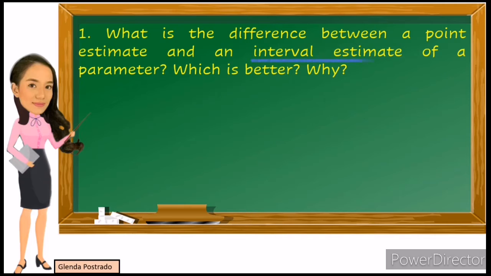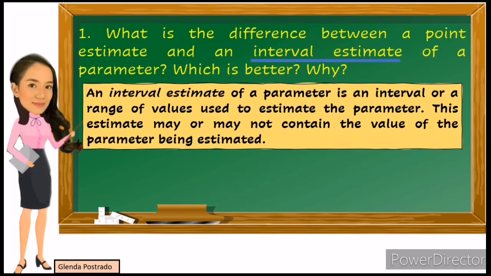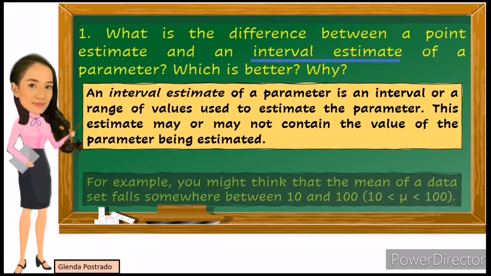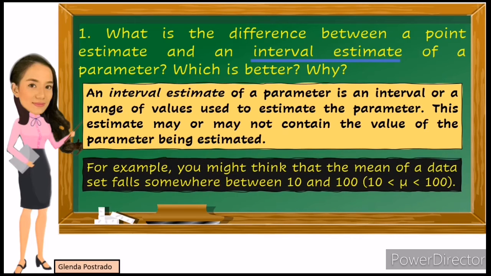And what is interval estimate? An interval estimate of a parameter is an interval or a range of values used to estimate the parameter. This estimate may or may not contain the value of the parameter being estimated. Example, you might think that the mean of a data set falls somewhere between 10 and 100.